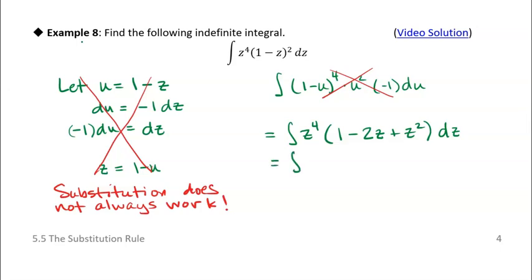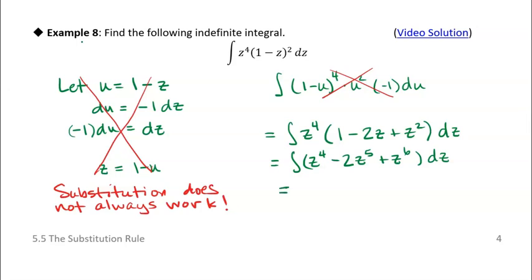So just don't forget what you already know. That's the key thing, right? Just because you learn a new tool, sometimes they say, when you get a new hammer, everything looks like a nail. You get a new tool and everything looks like a substitution problem, but not always. So let's go ahead. We get z to the fourth minus 2z to the fifth plus z to the sixth, dz. Okay, now that's something I can solve.